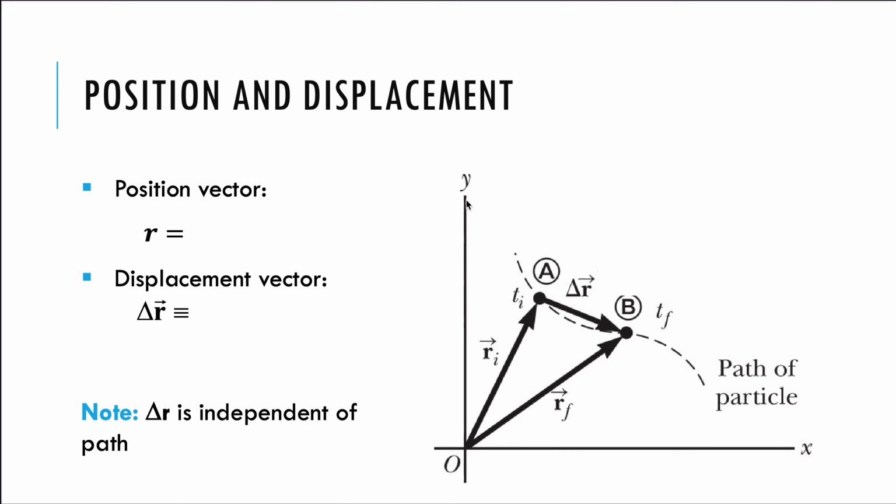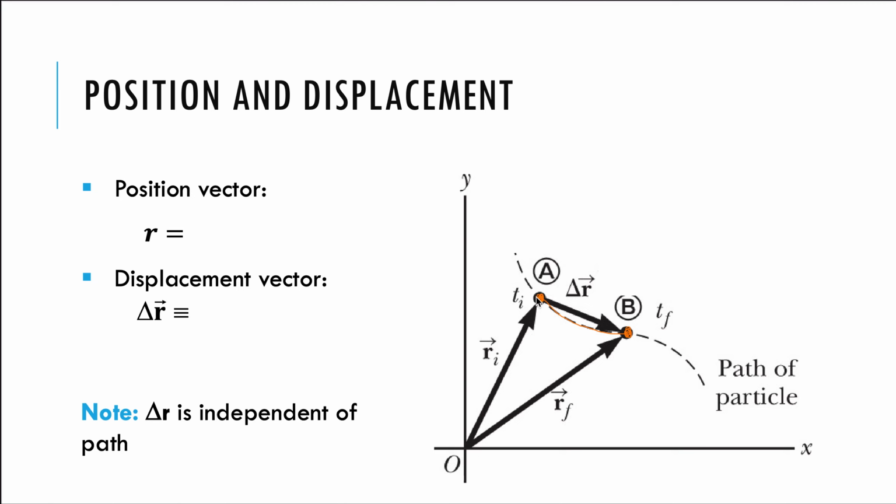If we look at this picture, it shows the x and y direction, so we're in a two-dimensional plane here. And we have the path of a particle shown with this dashed line here. So the particle is moving along this line. Let's say at one time it's at this position A, then it goes this way, and then at another time it's at this position B. So how do we describe the position at A, for example?